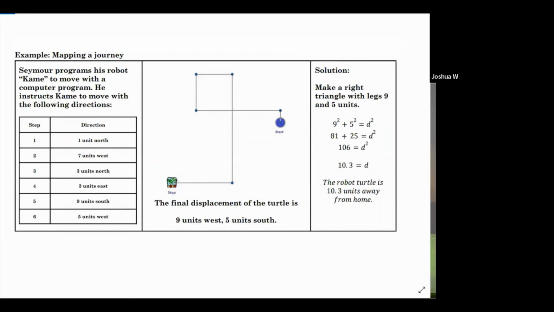The final displacement of the turtle is 9 units west and 5 units south. The goal here is to figure out if we were to command the robot turtle to go directly back to where it started, what's the total distance between the starting location and the location when the turtle walked through all 6 of those commands.